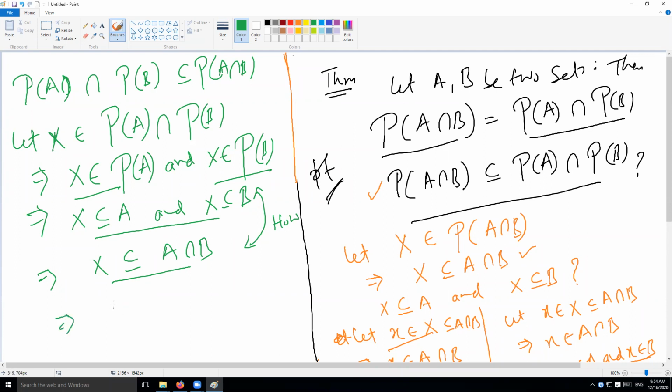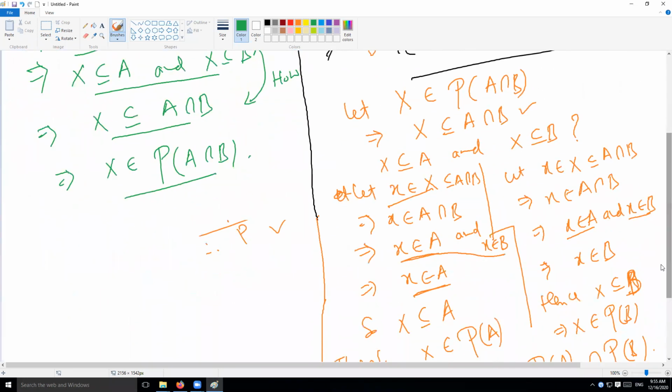And if X is a subset of A intersection B, it satisfies the condition to be in the power set of A intersection B. So what have we done? I picked an element from the intersection of the power set of A and the power set of B, and I proved that the same X is also in the power set of A intersection B. So this means that the power set of A intersection the power set of B is a subset of the power set of A intersection B. So this is what we have proved, and both sides of the statements are true.